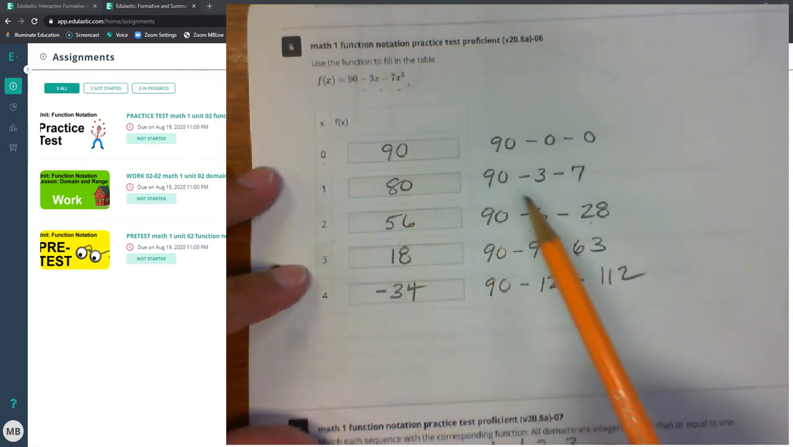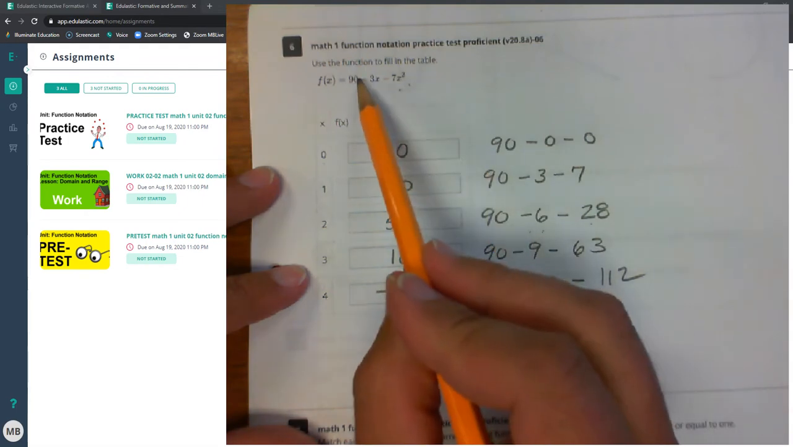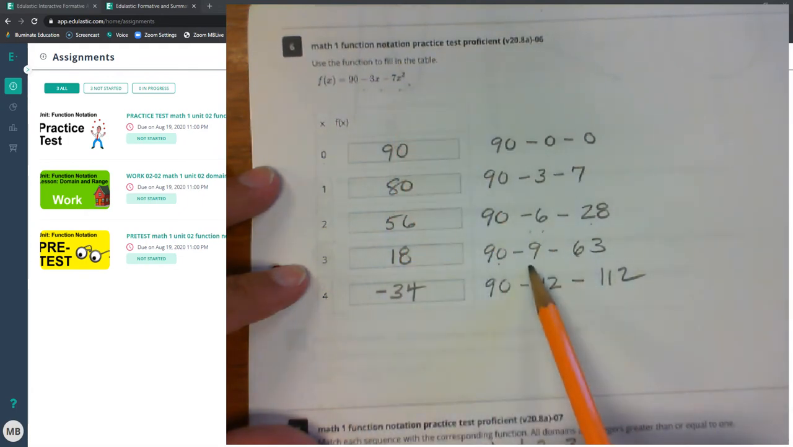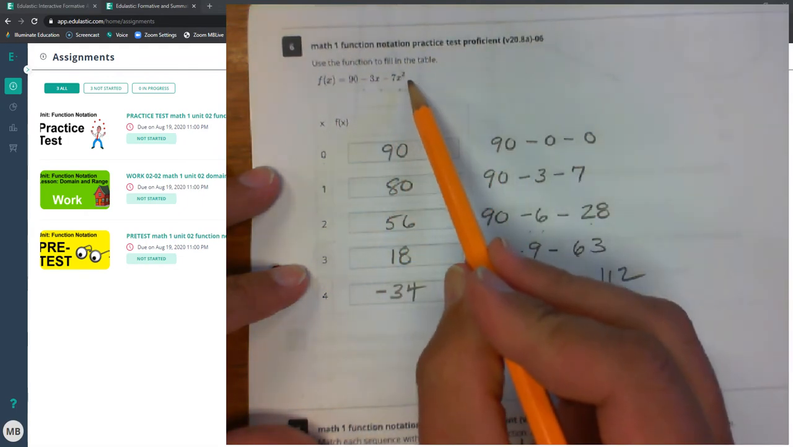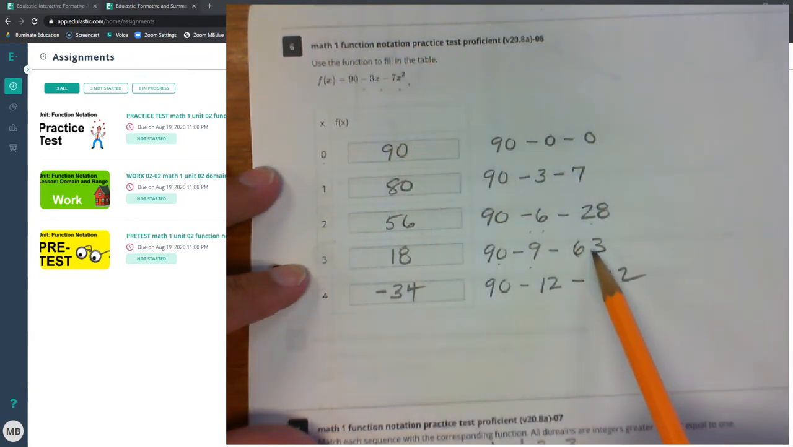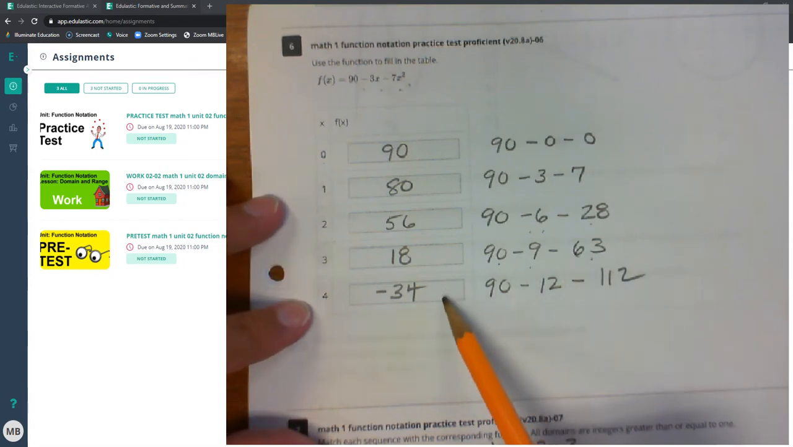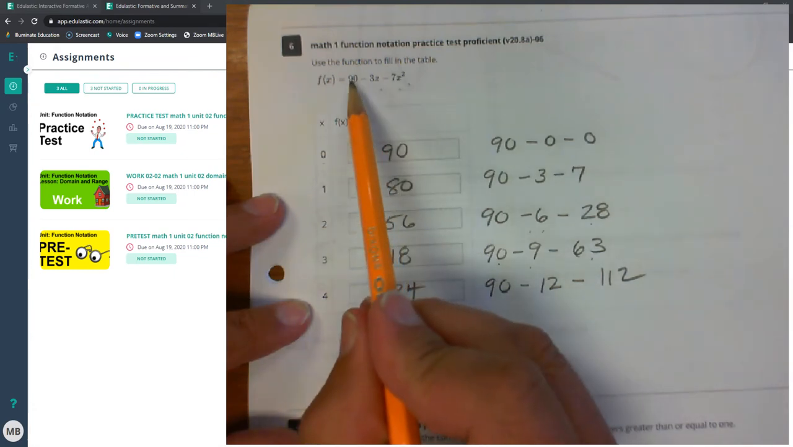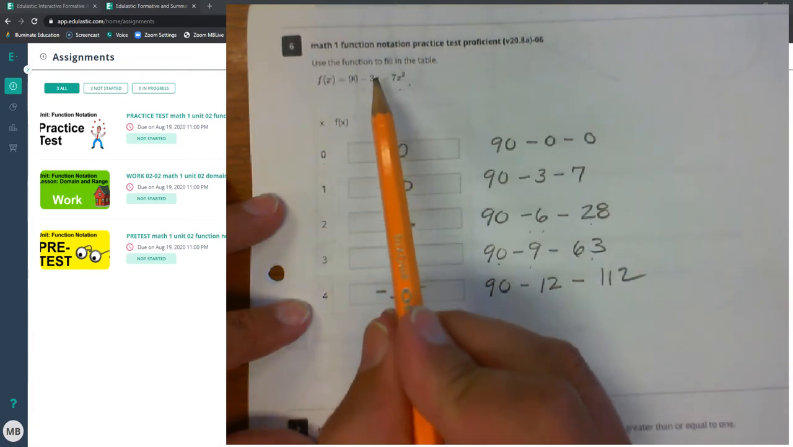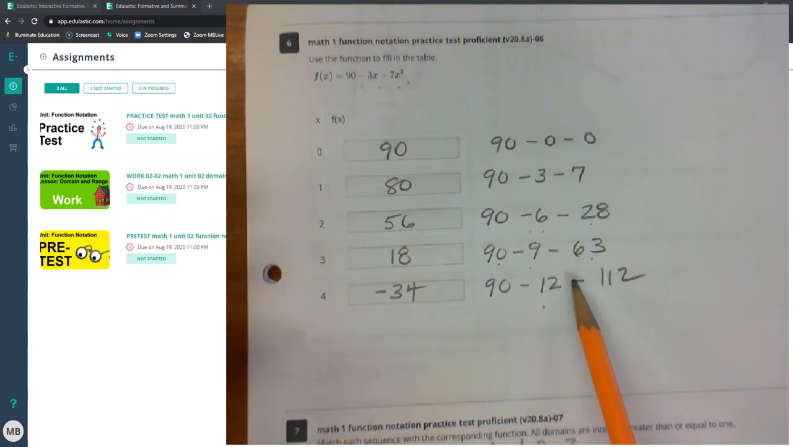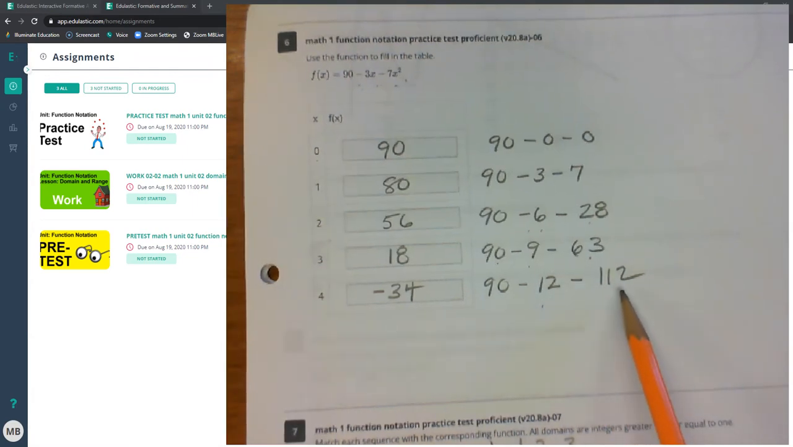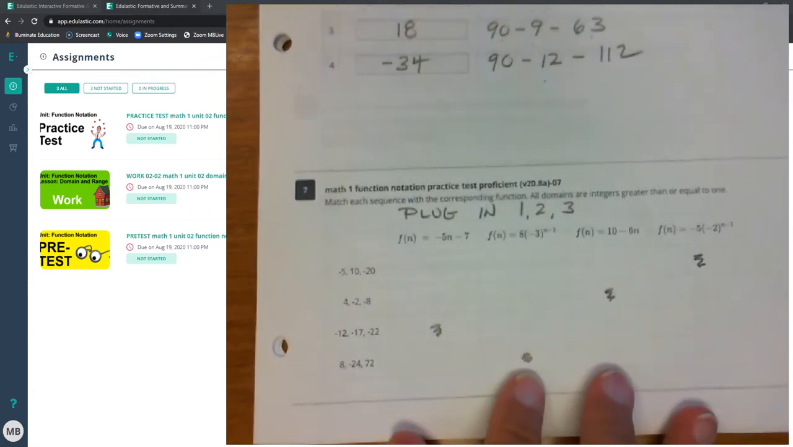I plug in a 3, so 90. -3 times 3 is -9. 3 squared is 9, times -7 is -63, excuse me. Yep. And then subtract those, you get 18. And our final one is plug in a 4, so 90 minus 3 times 4 is -12. 4 squared is 16, times -7 is -112. Subtract that, and you get a -34.